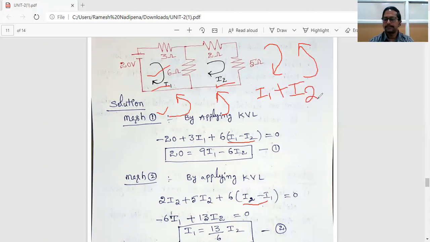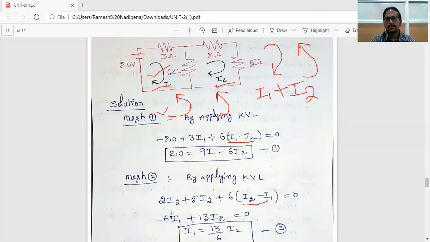Please remember this point. If the mesh current directions are opposite, then you need to consider addition. If both directions are the same, whether clockwise or anti-clockwise, it means I1 minus I2 or I2 minus I1. You need to consider subtraction. If both are in opposite directions, you need to consider addition. Please remember this point, very, very important. Okay, right.